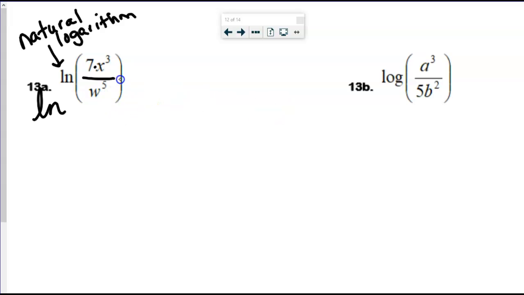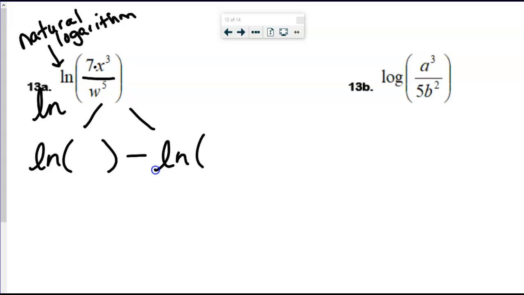I'm going to start by splitting up the division question into a subtraction question. So I'm going to say that's the natural logarithm of the numerator minus the natural logarithm of the denominator. So right now in the numerator I've got a 7 times an x to the third. And then in the denominator I just have a w to the 5th. Alright, so here's what I'm seeing. This logarithm, this first one, still needs to be split up more, because now you still have a multiplication question.